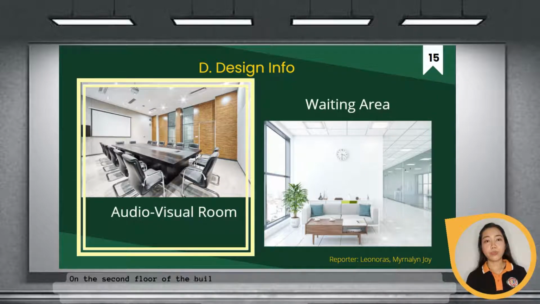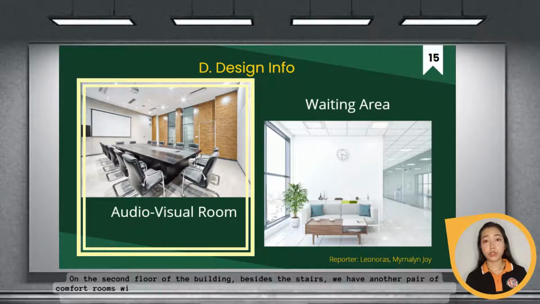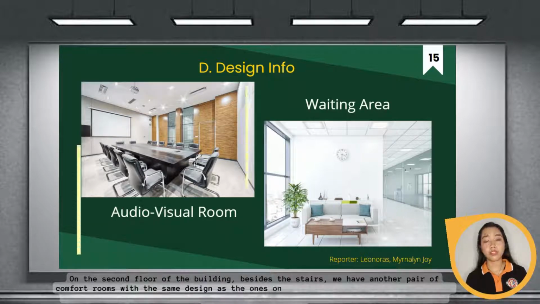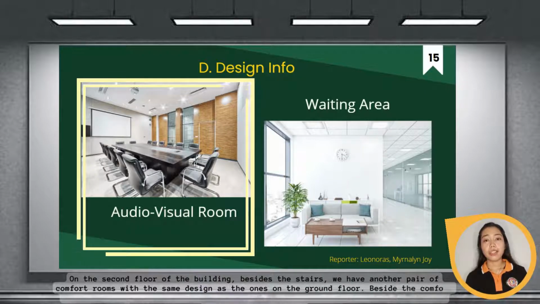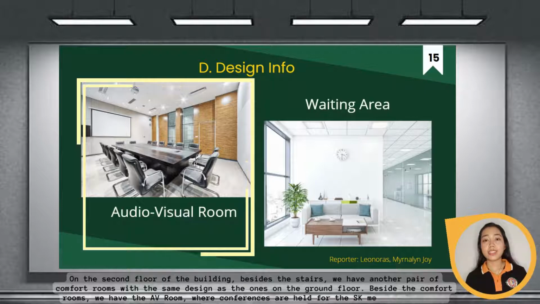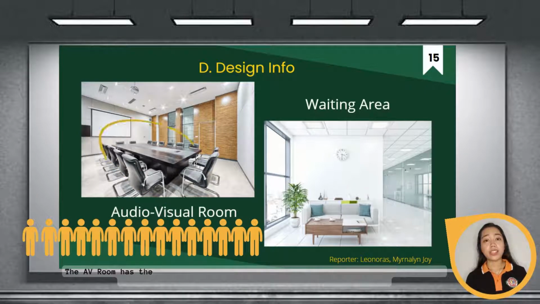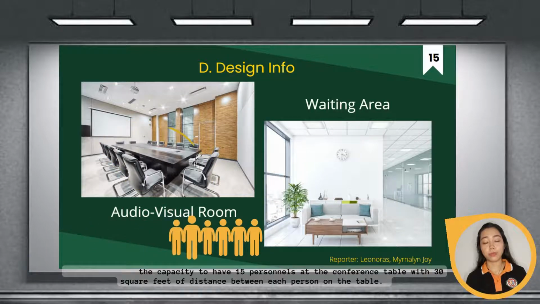On the second floor of the building, beside the stairs, we have another pair of comfort rooms with the same design as the ones on the ground floor. Beside the comfort rooms, we have the AV room, where conferences are held for the SK members and other barangay personnel. The AV room has the capacity to have 15 personnel at the conference table with 30 square feet of distance between each person on the table.